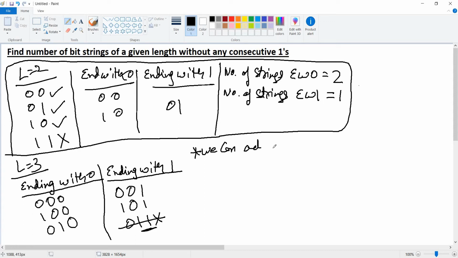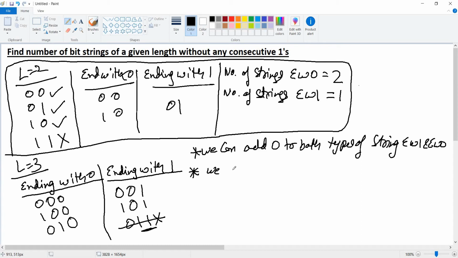So there are two rules which we need to follow. First, we can add 0 to both types of strings, that is ending with 1 and ending with 0. Second one, we can add 1 to only strings ending with 0. Simple.